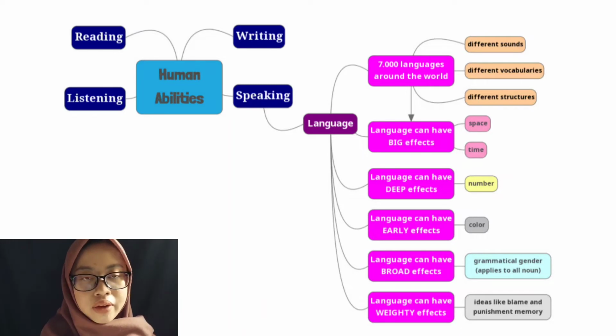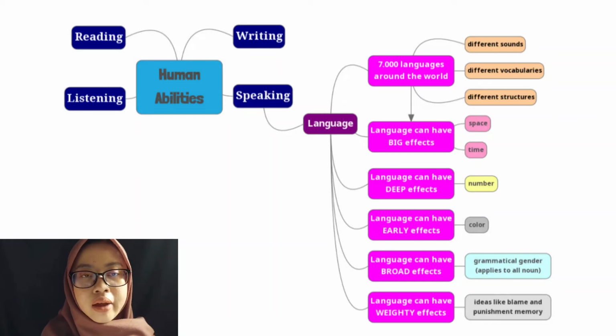They don't use left and right as points of direction, but they use points of the compass such as east, west, north, and south. It also occurs in organizing time. English speakers usually use left to right. Meanwhile, Arabic and Hebrew speakers usually use right to left.